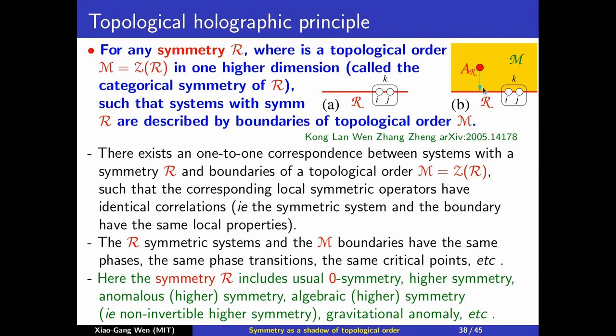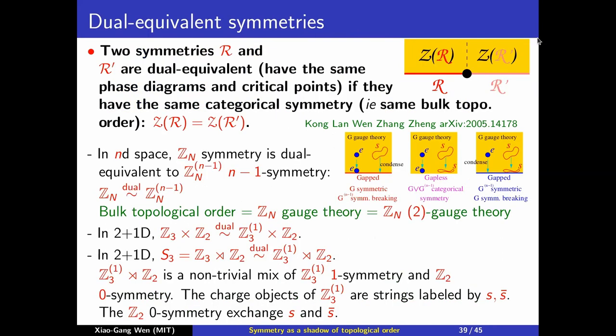But however, from this picture, we only have the issue that a boundary fusion category, or boundary symmetry, determines the bulk topological order, not the other way. That means many different fusion categories can give rise to the same bulk braided fusion category. So different fusion categories can have the same center. And that has a physical consequence. What does that mean? If we have R and R prime with the same center, this actually means that these two symmetries are equivalent.